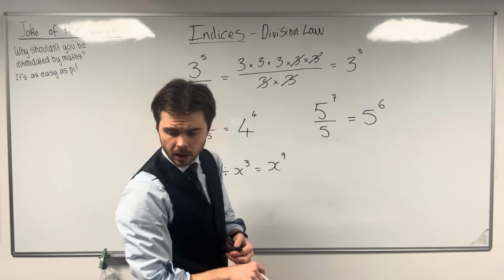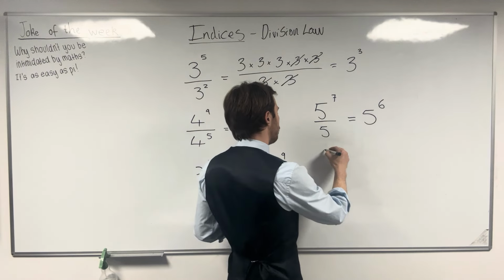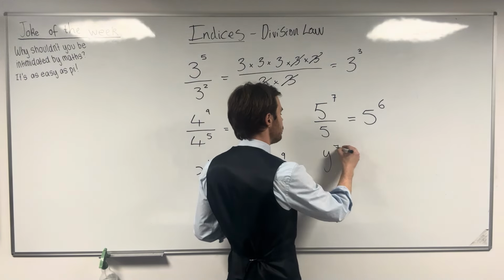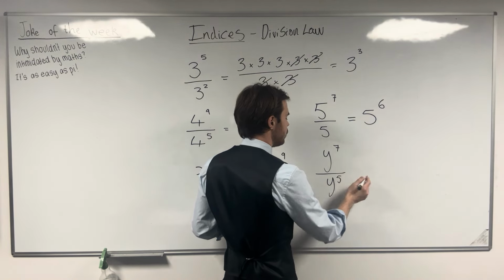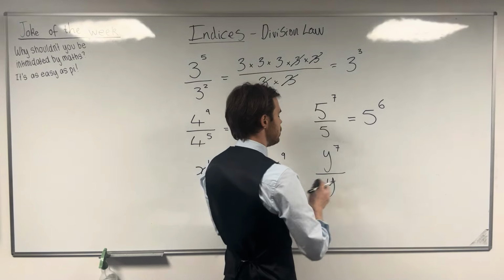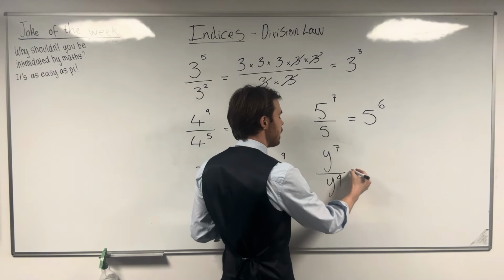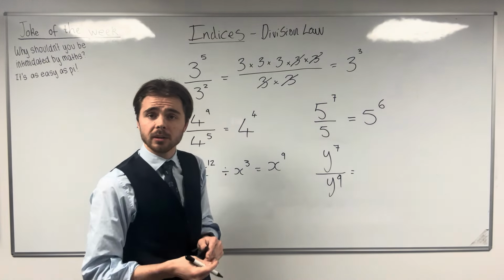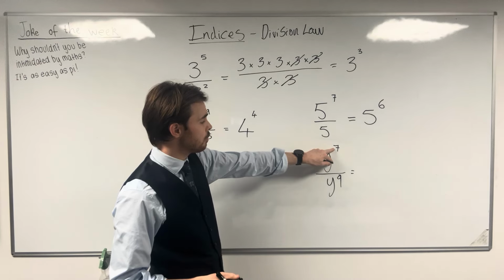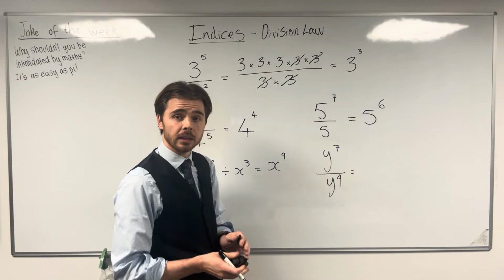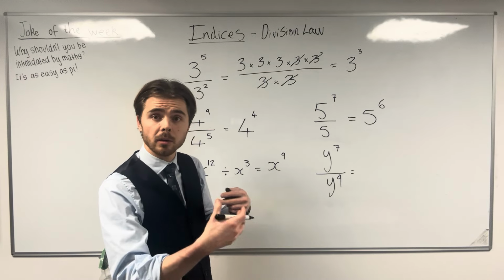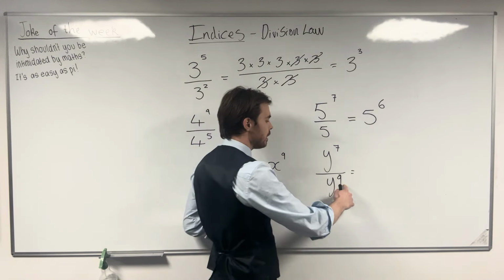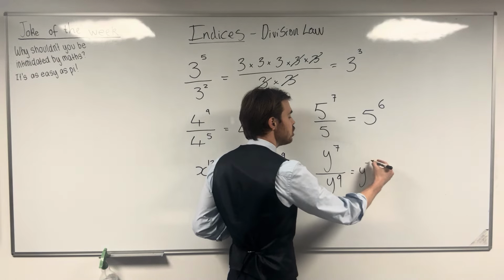And then my 2 more examples. I've got y to the power of 7 divided by y to the power of 9. I wanted to show you here. So here you can end up with negatives. So I've got a 7, and I've got take away 9. And it's absolutely fine. You haven't done anything wrong if you end up with a negative number, not necessarily. 7 take away 9 would be negative 2.